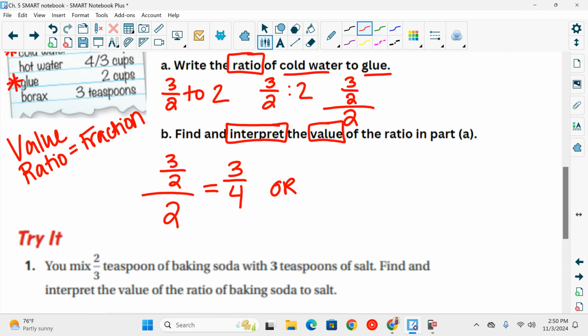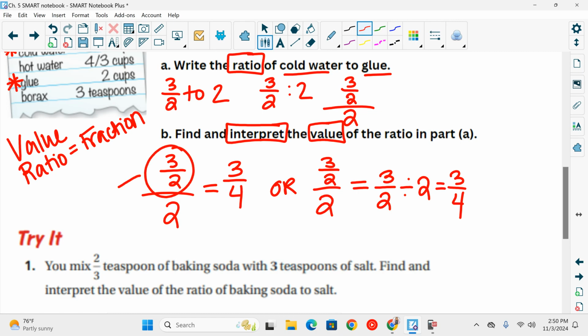Or, if you prefer, you can take the 3 halves over 2. You can know that a fraction represents division, so you could type it in as 3 halves divided by 2, which gives me 3/4. So that's the value. But our question also wants us to interpret the value. What does interpret mean? Tell me what it means. What does it represent? Well, what did the top of our fraction represent? The top of our fraction represented cold water, right? And the bottom of our fraction represented glue.